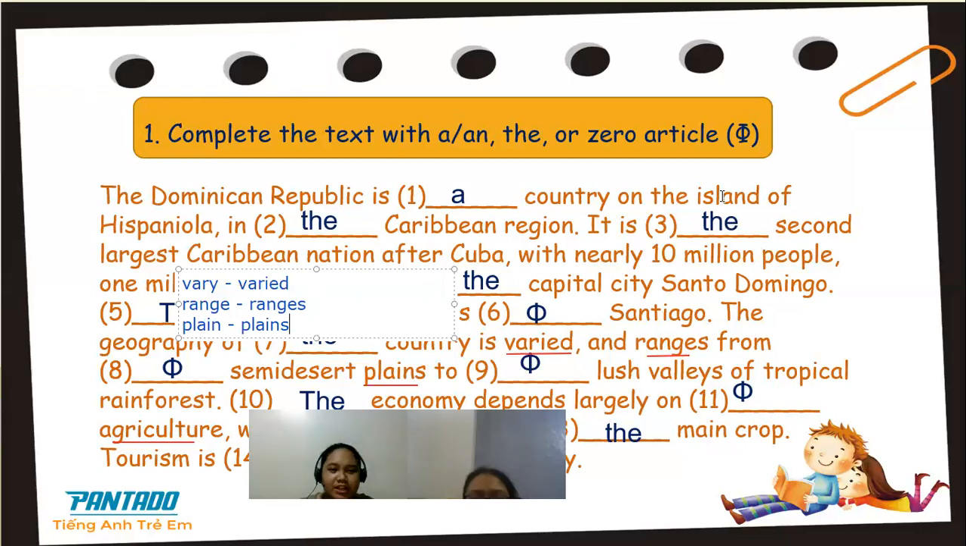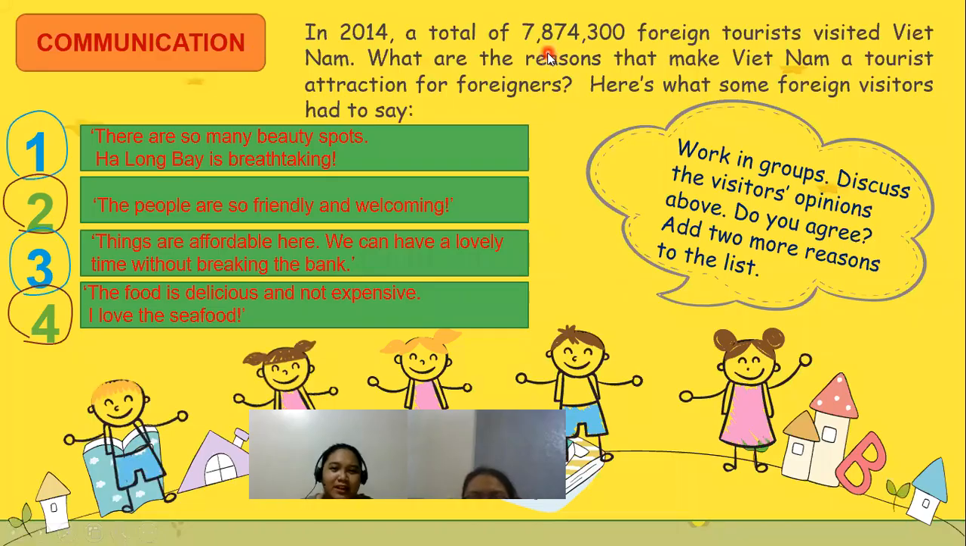So, communication. In 2014, a total of 7,874,300 foreign tourists visited Vietnam. What are the reasons that make Vietnam a tourist attraction for foreigners? Here's what some foreign visitors had to say. Can you please read numbers 1 to 4?